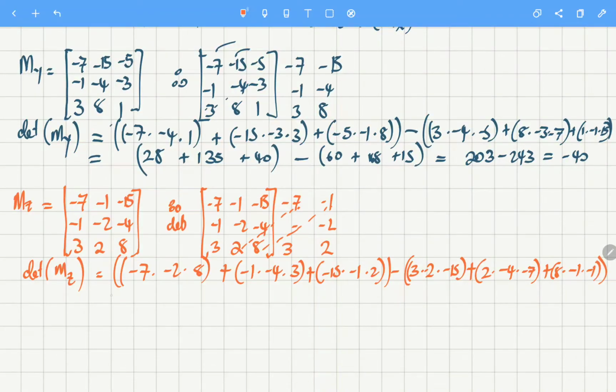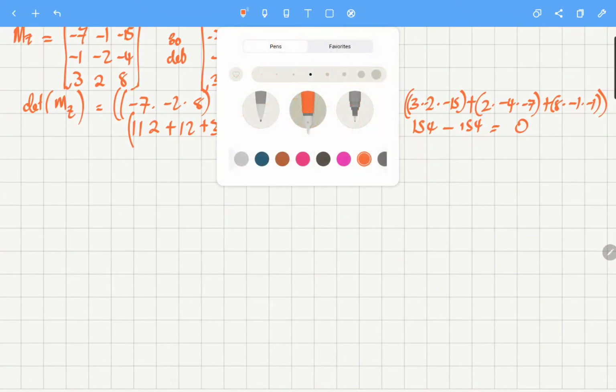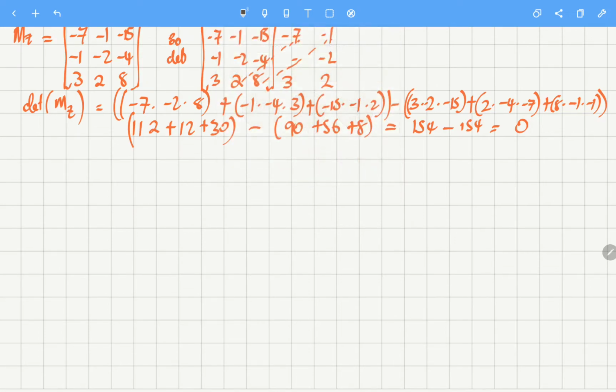Okay, so that'll be 112 plus 12 plus 30 minus 90 plus 56 plus 8, which is 154 minus 154, which is equal to 0. Okay, so now doing the last and final step.